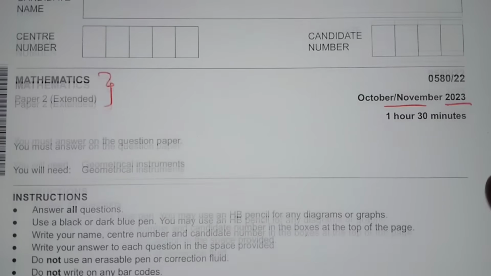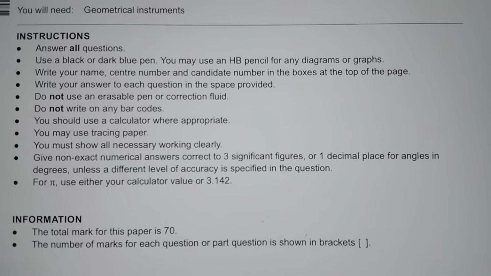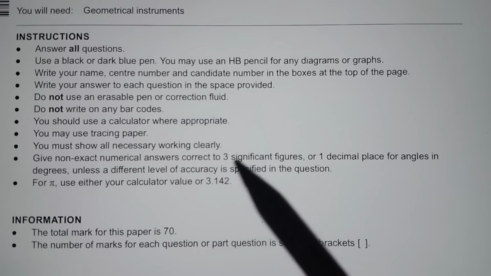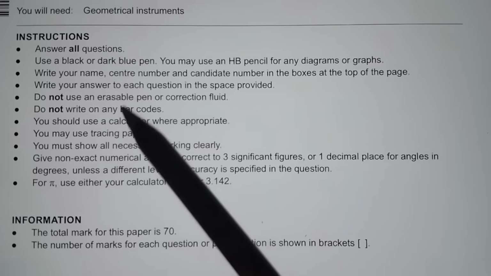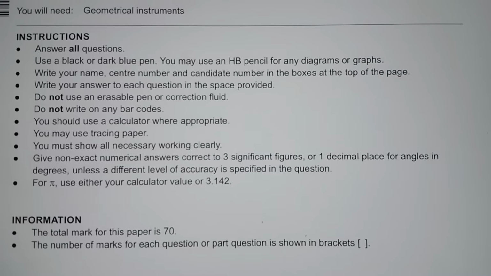So the rules remain the same, always ensure you follow the instructions. The instructions will be clearly written on the front page of your paper. Always remember to follow them. So going straight to question number one.